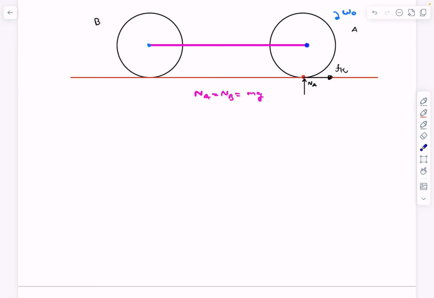Now we know the center of mass is going to accelerate towards the right. We know that the length of the rod doesn't change, so the center of disc B will have the same acceleration as the center of disc A. Let's say that the acceleration of this disc is A, so the acceleration of disc B will also be A.